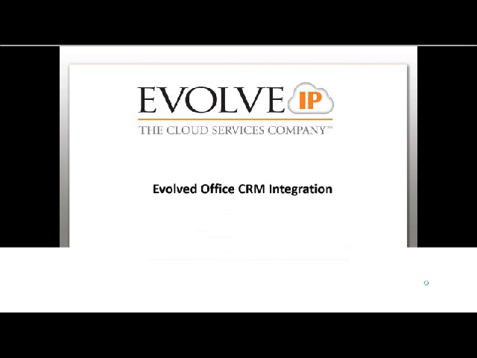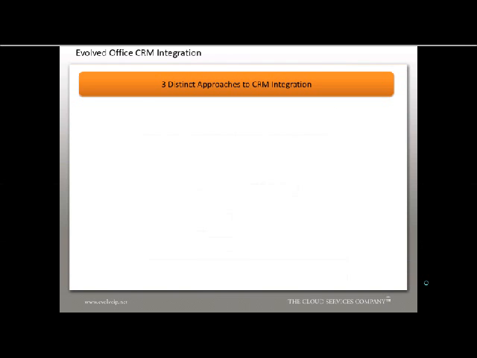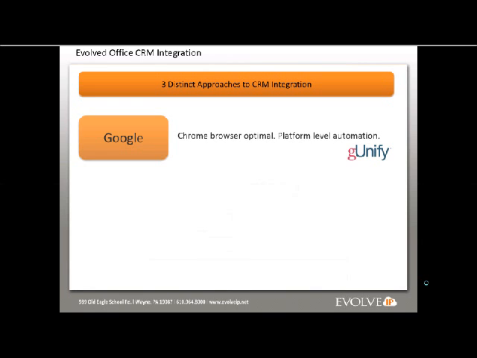We like to understand the customer's environment, ask a few qualifying questions about Microsoft, Google, web browsers that they use, and what CRM applications they actually use. And then they start to fit into a few different categories. You can now see my screen, and what I'll show is there's three different distinct approaches that we use to CRM integration. For those with a Google environment and using the Chrome browser, it's optimal platform level automation, and we work with a partner, gUnify.